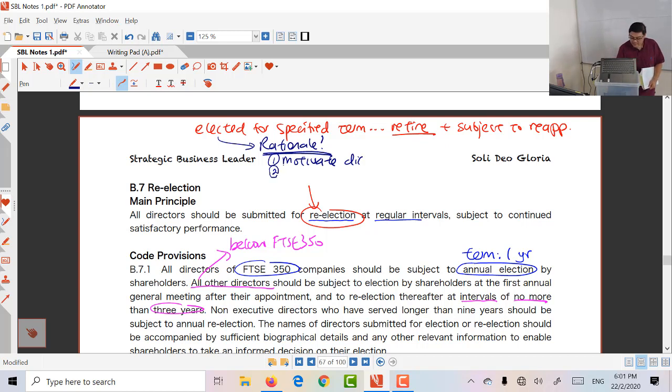Number two, it's an easier way to get rid of a lousy director. Write properly in exam. It's an easier way to get rid of them by not re-electing. If a director is not good, just don't re-elect. You don't have to do anything to sack them. You just don't renew the contract. Understand?